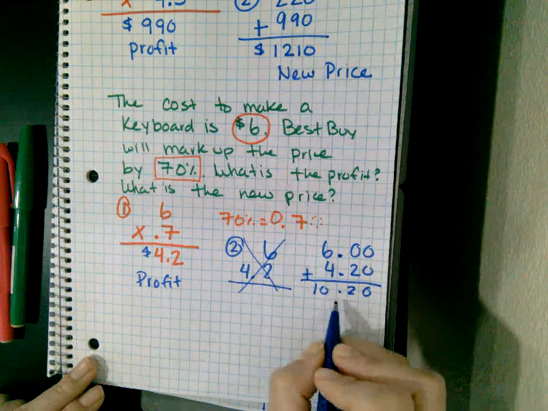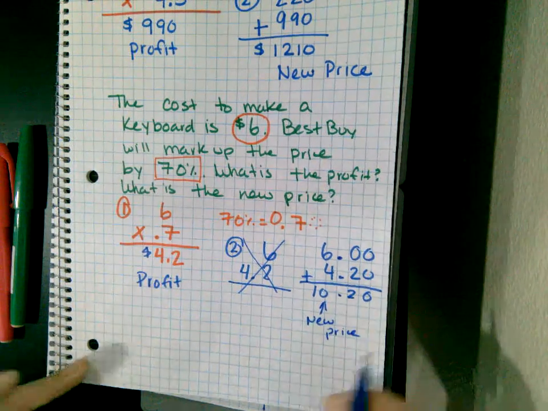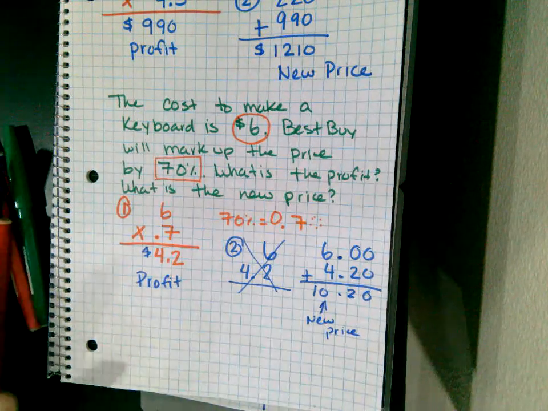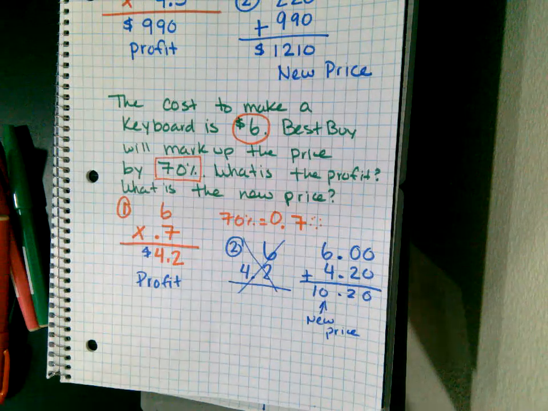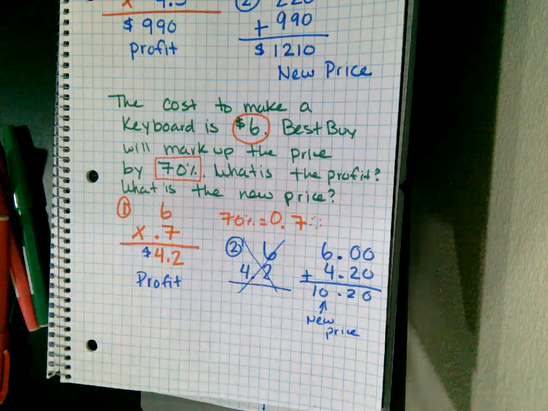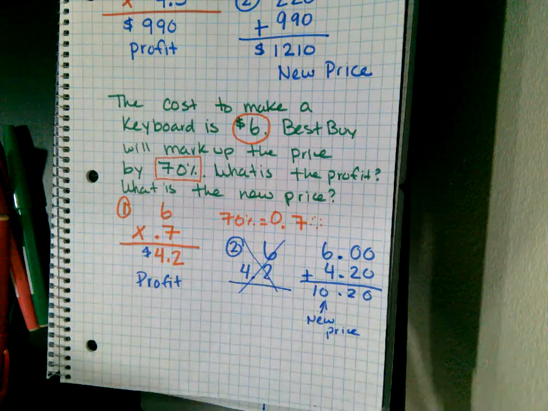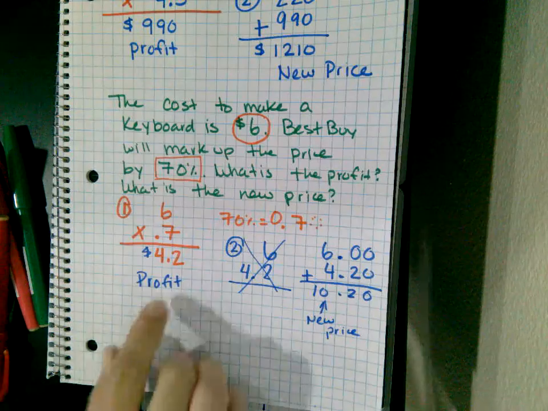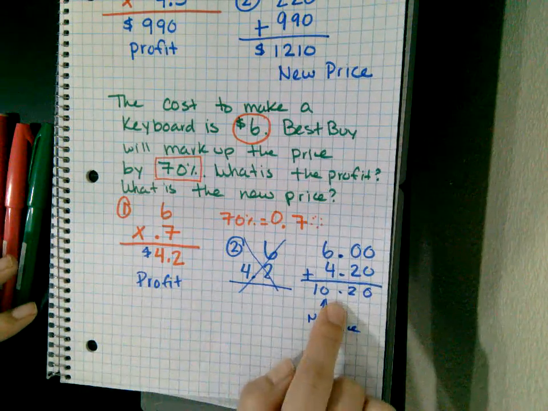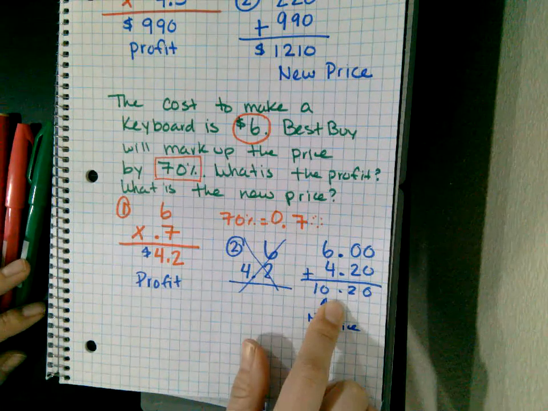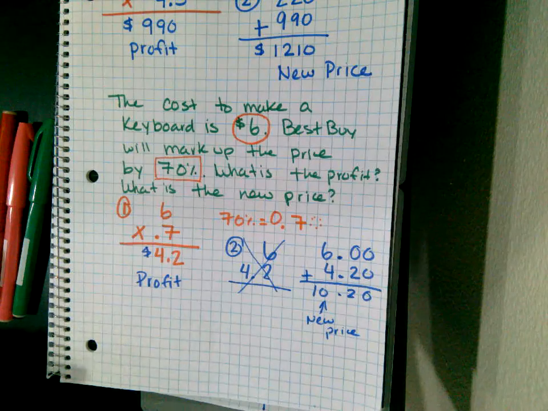So this $10.20 is my new price. If I'm Best Buy, I'm going to sell these keyboards to customers for $10.20. It cost Best Buy $6. We're going to make $4.20 in profit. And we're going to sell it to you guys, the customers, for $10.20. Best Buy gets to keep $4.20.